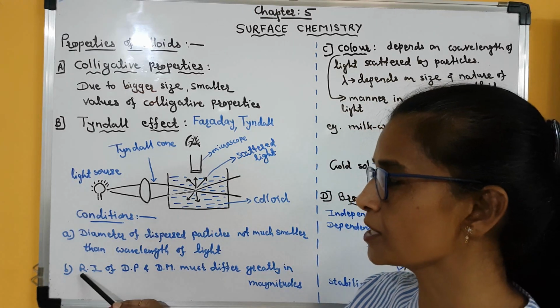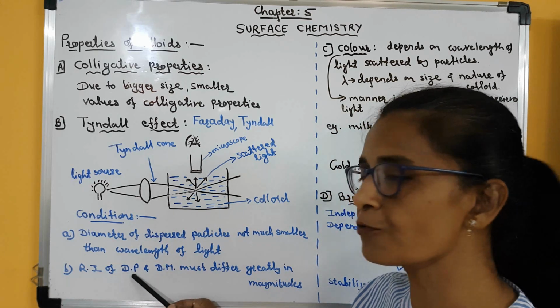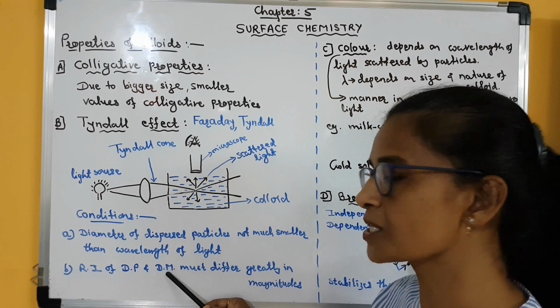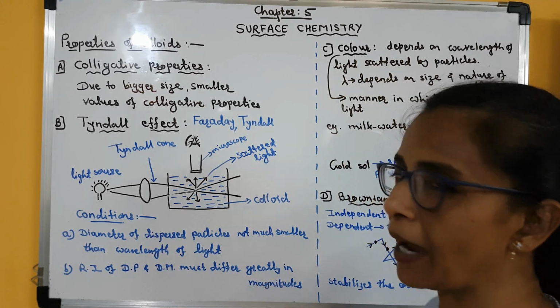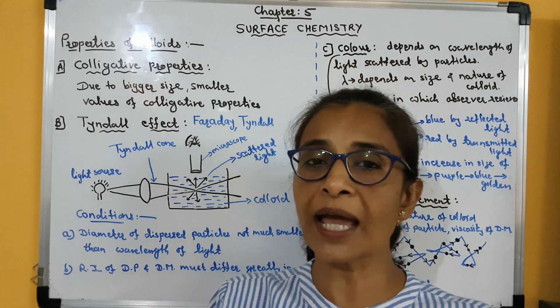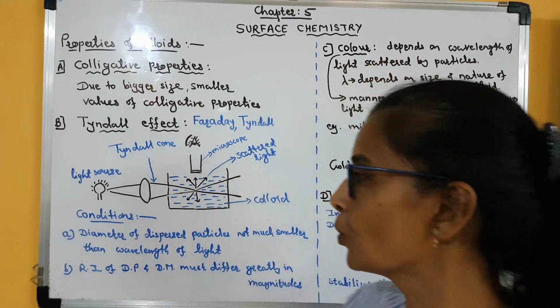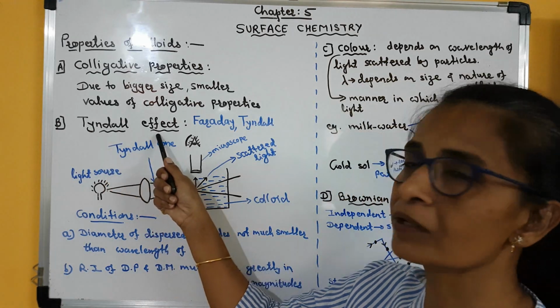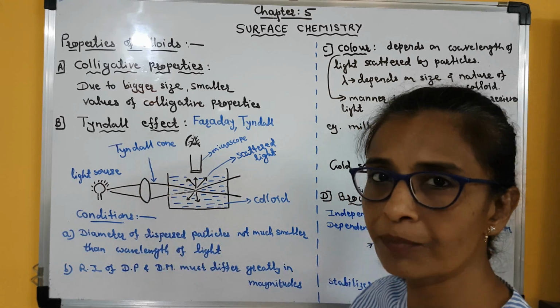The second condition is that the refractive indices of the dispersed phase and the dispersion medium must differ greatly in magnitude. That should be a large difference in the refractive indices of the dispersed phase and the dispersion medium. Then only we can observe Tyndall effect. So this is a very important property.